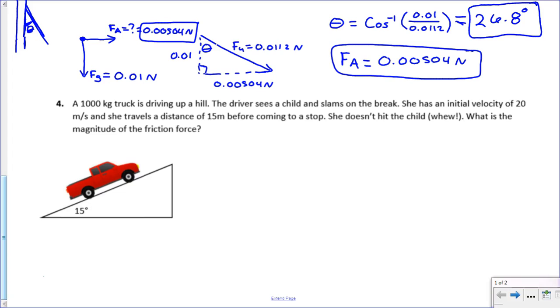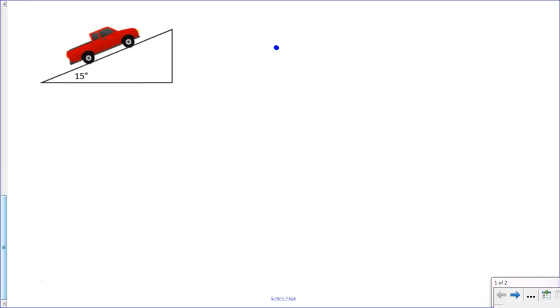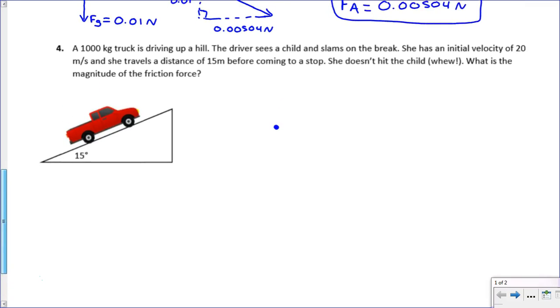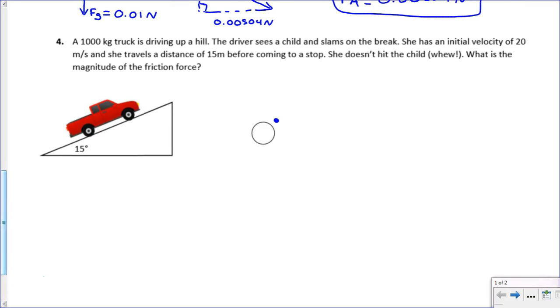In this problem, hopefully you've identified that it's an inclined plane problem because we've got an object on a hill. That means we're going to put the forces down. We're going to start off here and think about the forces acting on this. And again, I like to err on the side of a really large force diagram for these ones, so I'm going to try and make it pretty big.